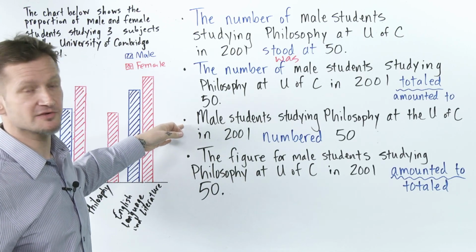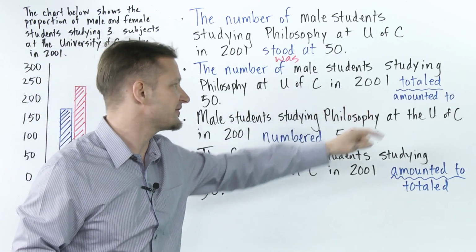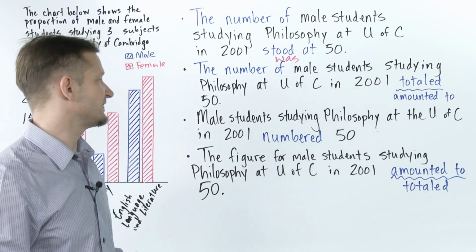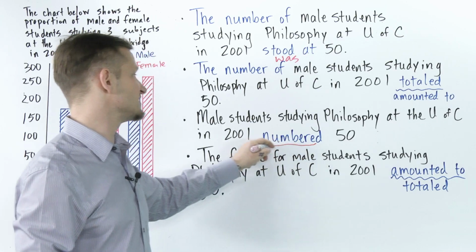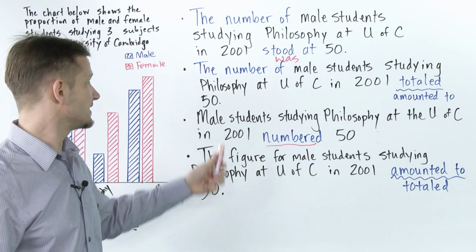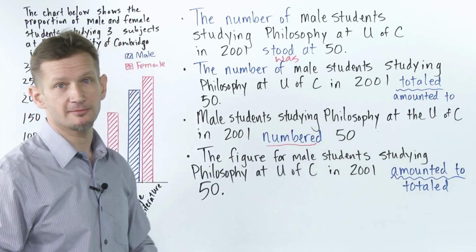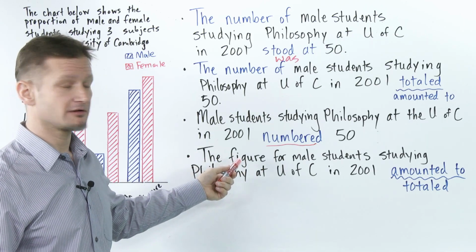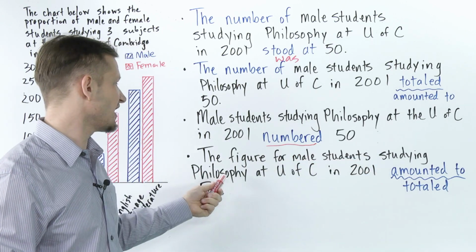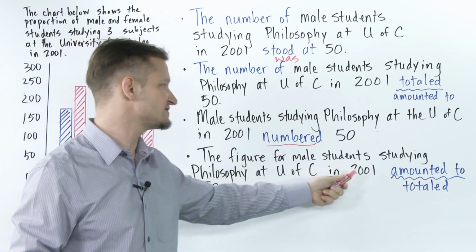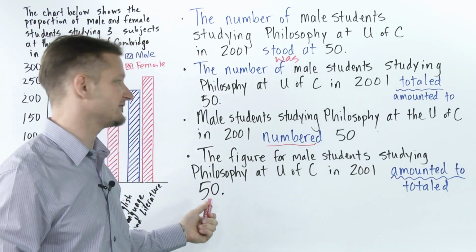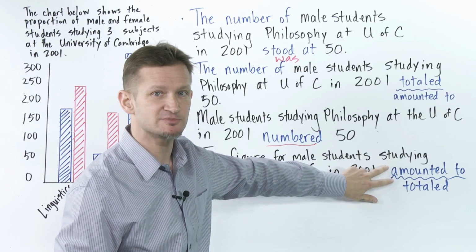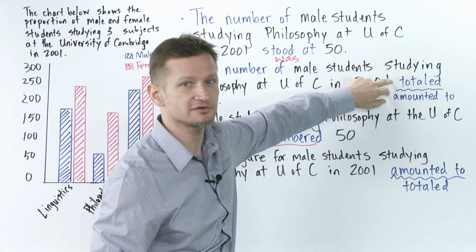So next one, male students studying philosophy at the University of Cambridge in 2001 numbered 50. So you can use number as a verb as well. The noun numbered, and then you put the number there. Okay, last one. The figure for male students studying philosophy at University of Cambridge in 2001 amounted to 50. Or again, totaled 50, right? So these, we're using the same two here, and you can use them in there as well.